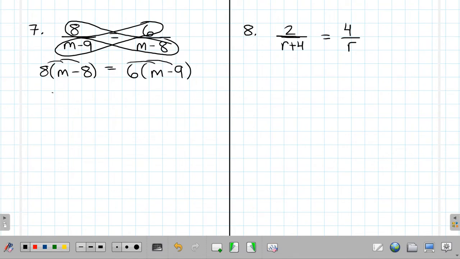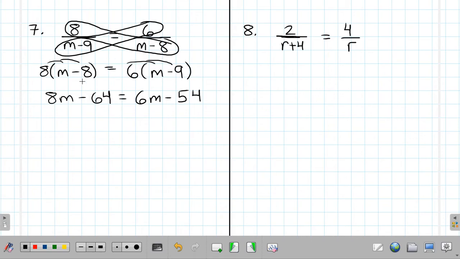So we get 8 times m is 8m, minus 8 times 8 is 64. So we're dealing with some pretty big numbers here. 6 times m is 6m, minus 6 times 9. It's one that always tripped me up in grade school, but that is 54.